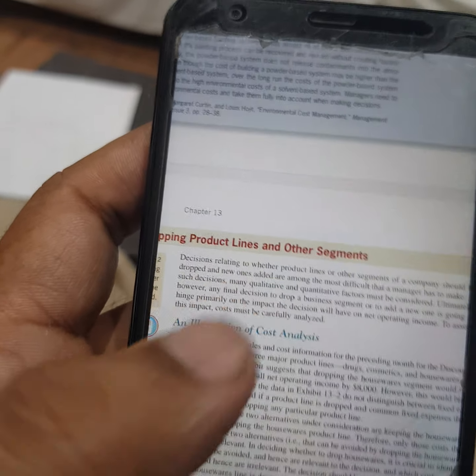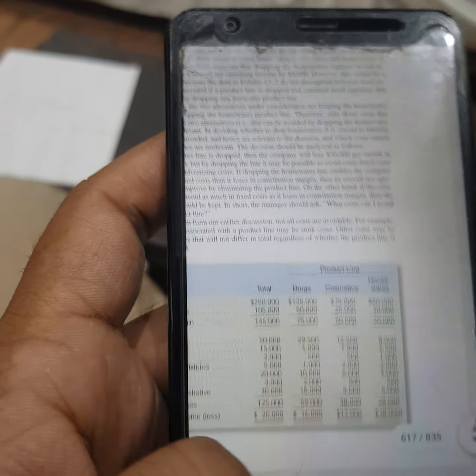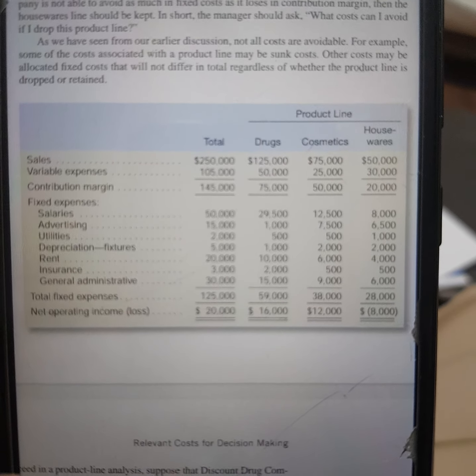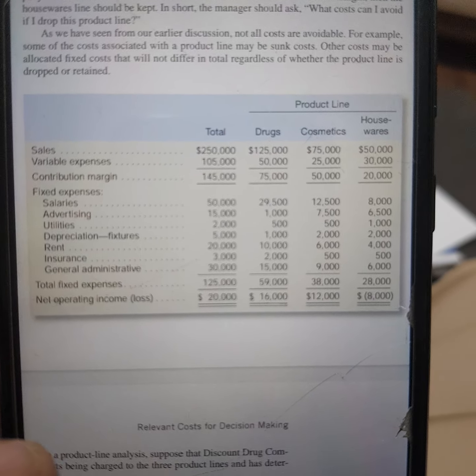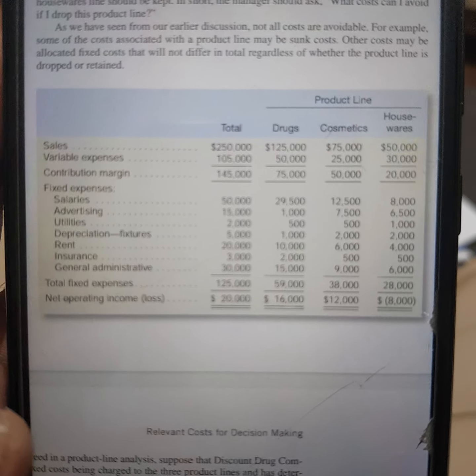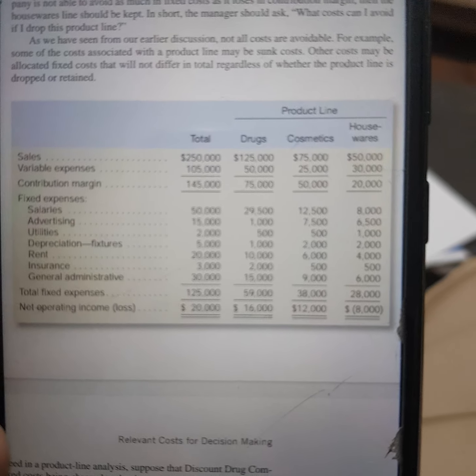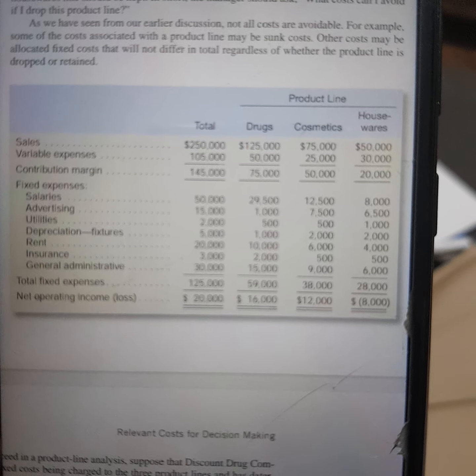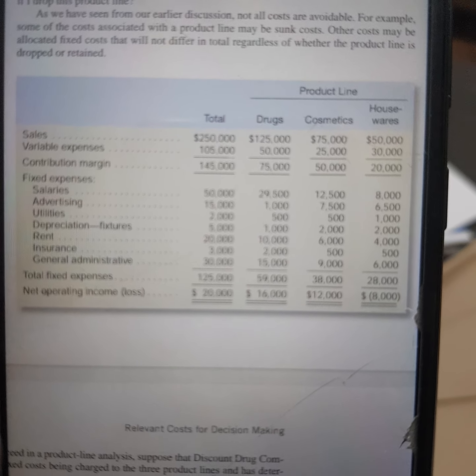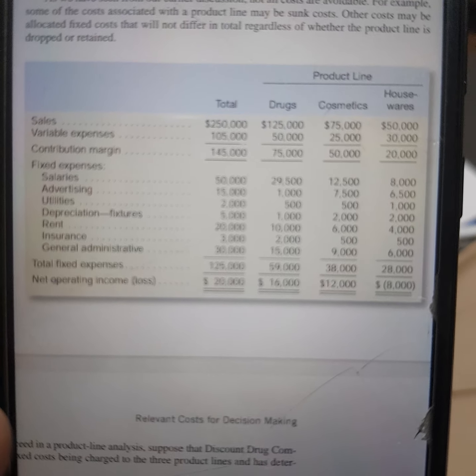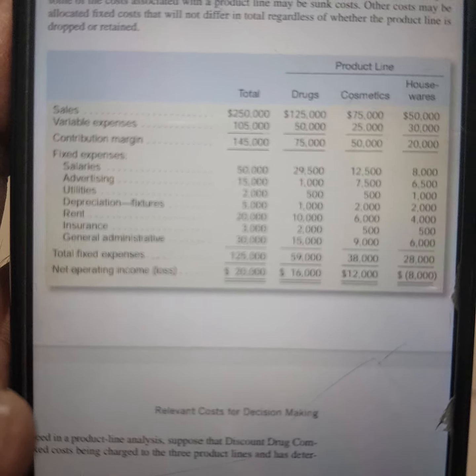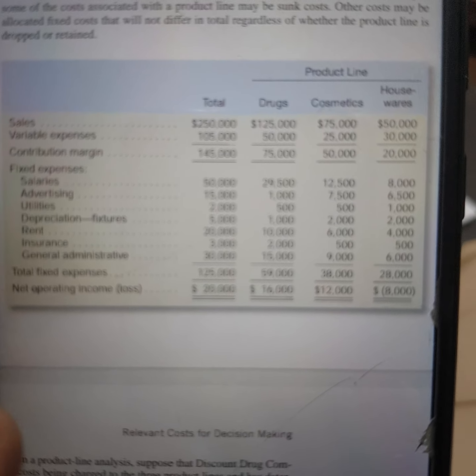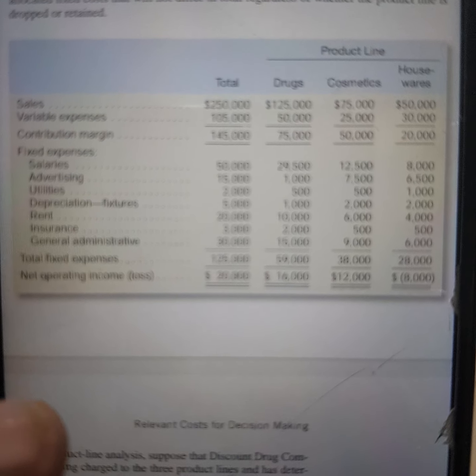Let us explain the concept of adding and dropping product lines and other segments. Here is the income statement of 3 product lines and their total impact. If we see the housewares product line, our net operating loss is 8,000. How can we improve this? How to deal with this type of cost? What type of additions and subtractions can we do to decrease our loss in the housewares?